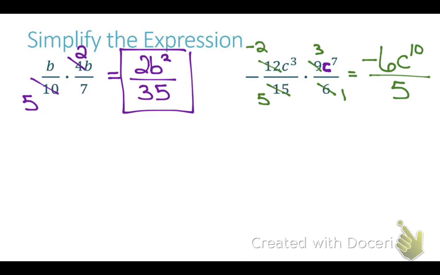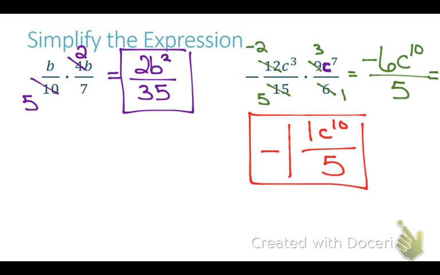Did you get negative 1 and 1c to the 10th over 5? Yes. Now, do you need the 1 in front of the c? No, you could just say c to the 10th over 5. All right, who got that right? Mostly. Okay, good.